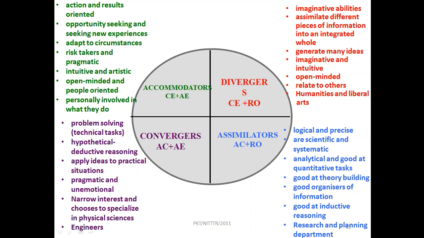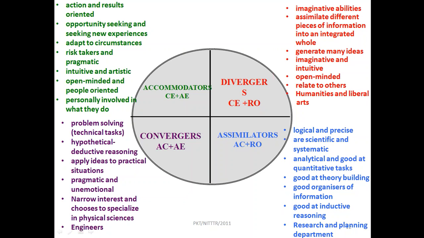And here you find that the other two categories are accommodators and assimilators. Accommodators are action-oriented people. They indulge in action, they discuss, they do something, they try out ideas, and then they would like to seek new experiences, and they are very open-minded and people-oriented.